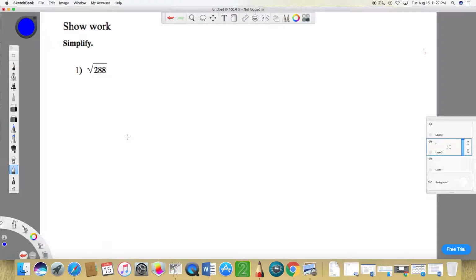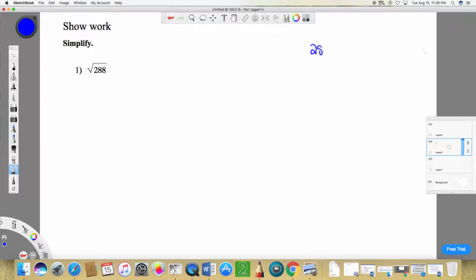Let's take a look at this problem. They want us to simplify the square root of 288. So we have to give an exact value. We can't use a calculator and give a decimal approximation. We need to break down 288.